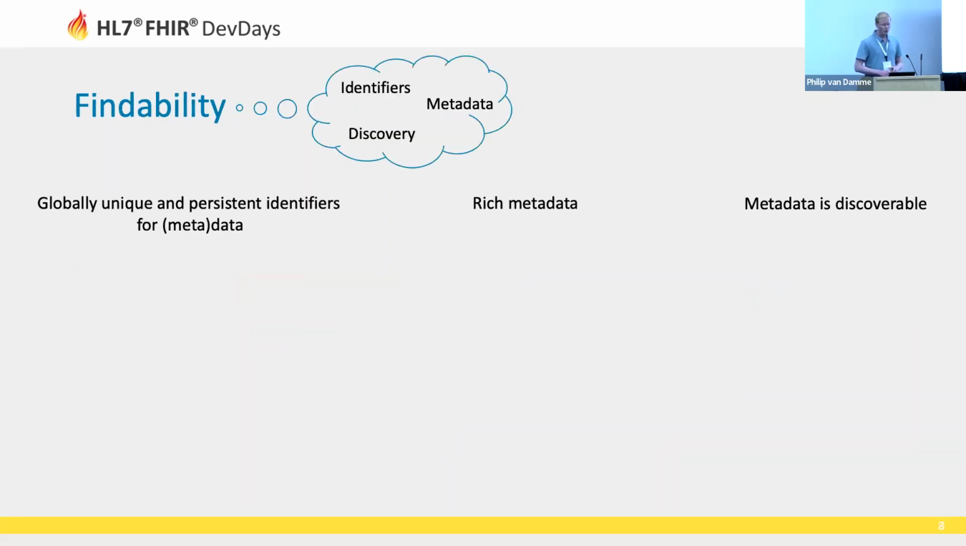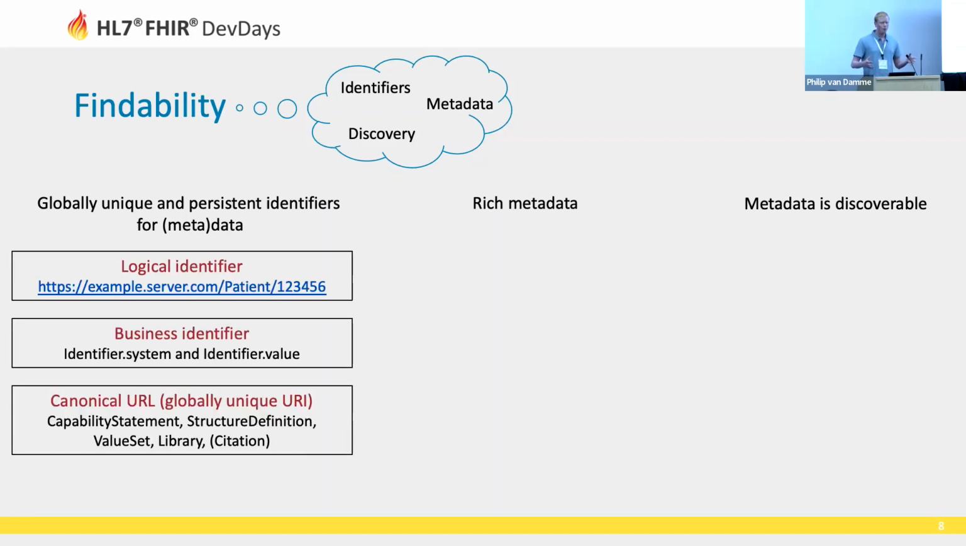And then what I will do now is go through each letter of FAIR and show you what parts of FHIR help here, or what parts of FHIR contribute to FAIR data. So for findability, we needed 3 things. The first is globally unique and persistent identifiers for both the data and the metadata.